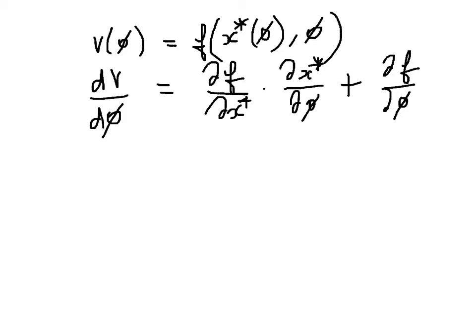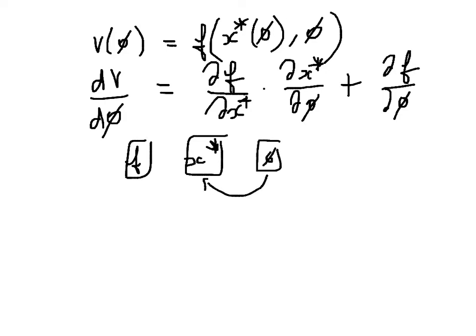Okay. Let me write here just to make it crystal clear that I have f, I have x star, and I have phi, and I'm saying a change in phi changes the value of x star, which in turn changes the value of f. That's the chain rule, the indirect effect, and then a change in phi directly impacts f.